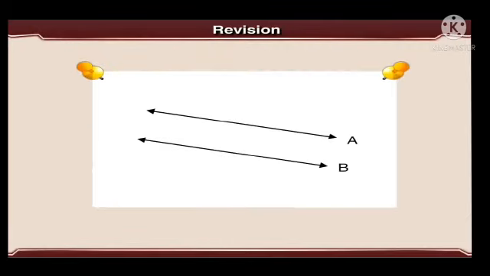Revision. In the earlier standard we have learnt about parallel lines and transversal. Let's revise it once again. Coplanar lines which do not intersect each other are called parallel lines. Line A and line B are in the plane E, but they do not intersect. Line A is parallel to line B.